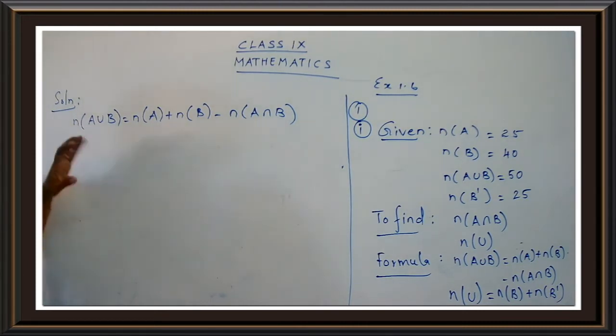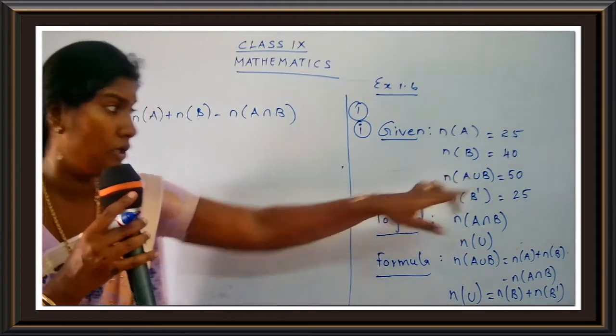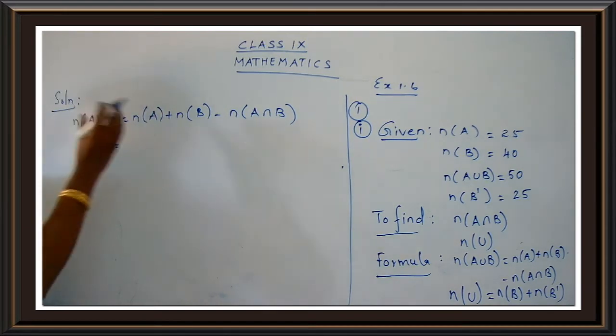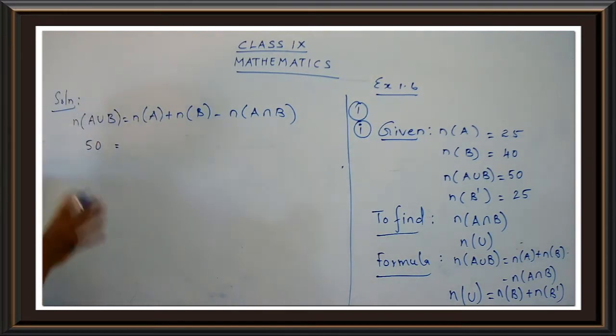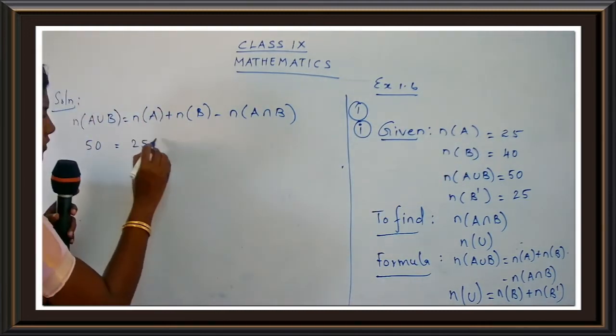value that we know. I know the value for n of A union B. What is n of A union B? It's 50. We know the value, yes children? So just write down here 50. Do not make any changes. Whatever values you know, just substitute it. Now what is the n of A? n of A is 25. So put here 25. Okay.